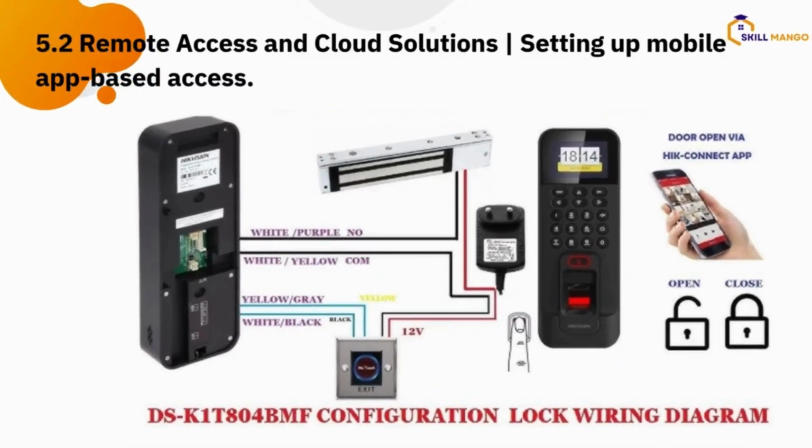Okay, so welcome back to this module. All right, so this module we'll be talking about remote access and cloud solutions. Remote access is just the ability to check your door from anywhere in the world. There's some models of eye vision access control readers that have a camera as a function. Meaning that you can see who is at the door on your phone. You can decide to use your phone to lock or unlock the door.